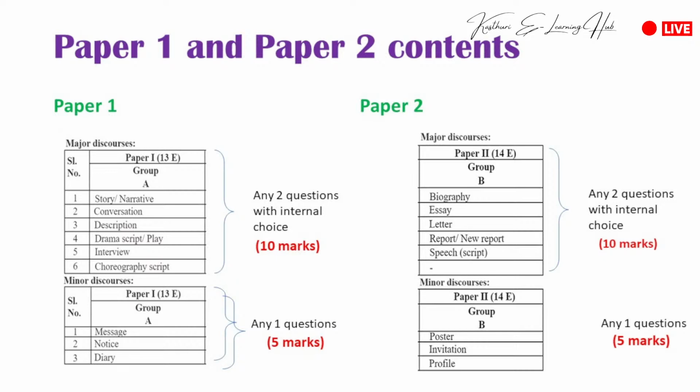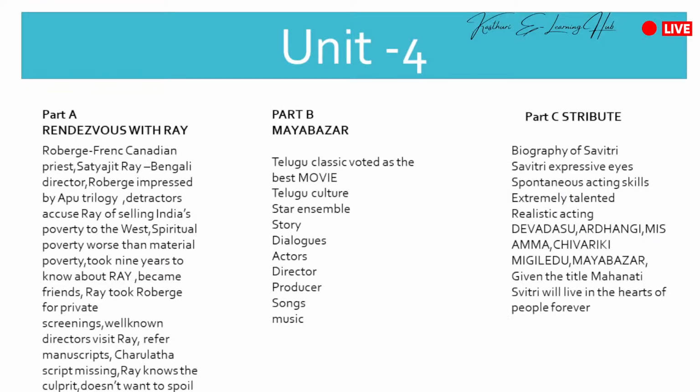Okay, now we move on to the fourth unit. Fourth unit, part A, is Rendezvous with Ray. This is about a great Bengali director, Satyajit Ray. In this lesson we see Robert. Robert is a French Canadian priest. He comes on his way to India.